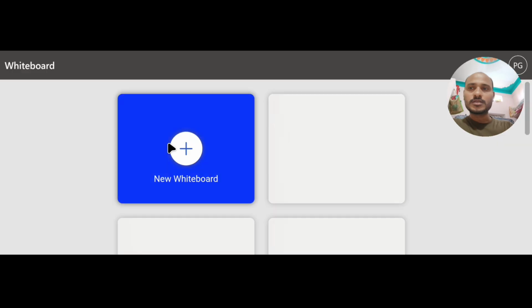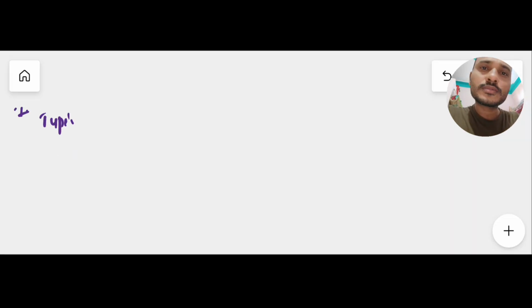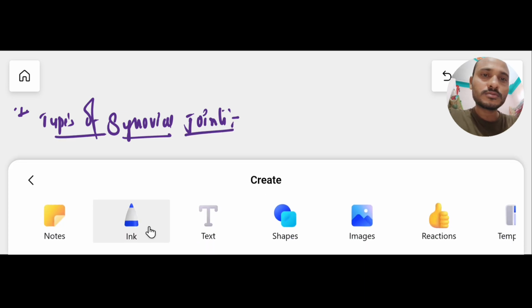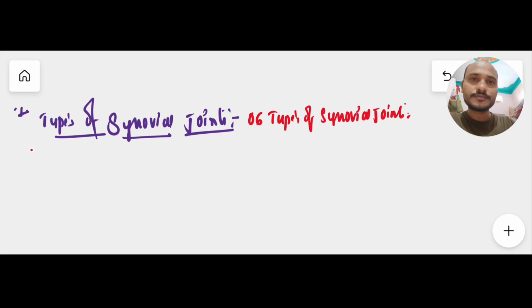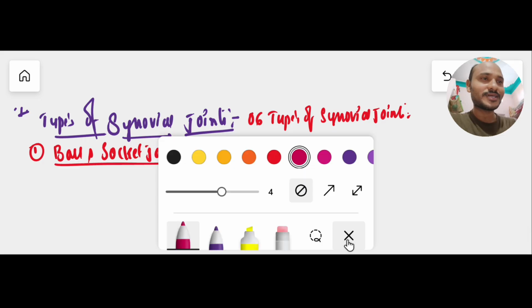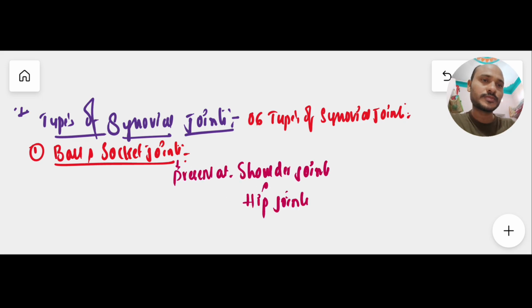Now we will move on to the types of synovial joints. Generally, we have six types of synovial joints. The first one is the ball and socket joint. Examples of the ball and socket joint are the shoulder joint and also the hip joint.